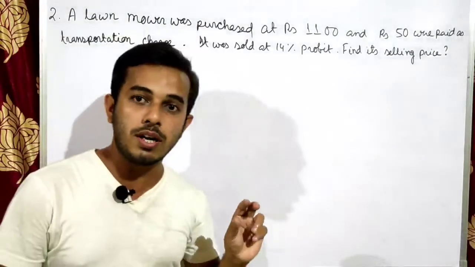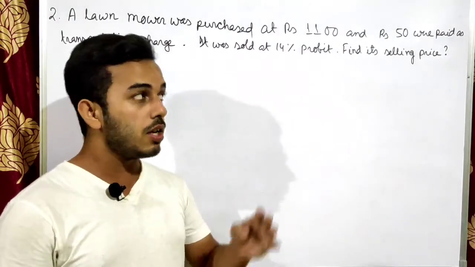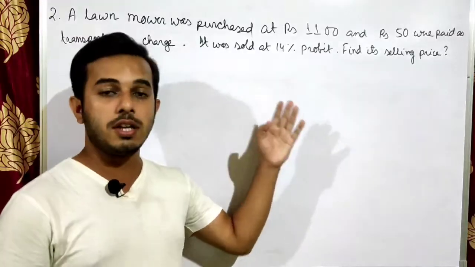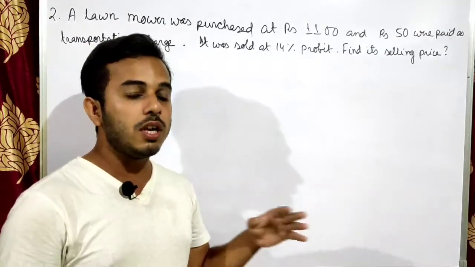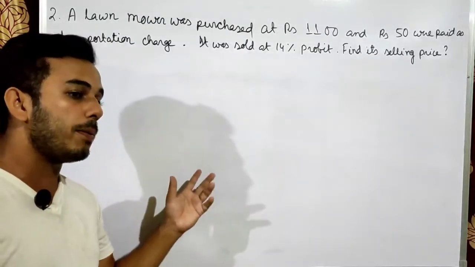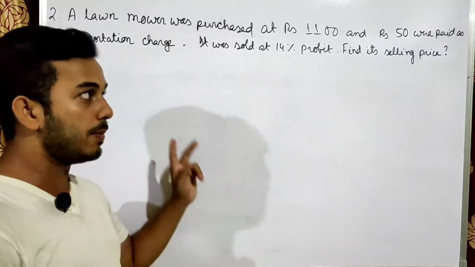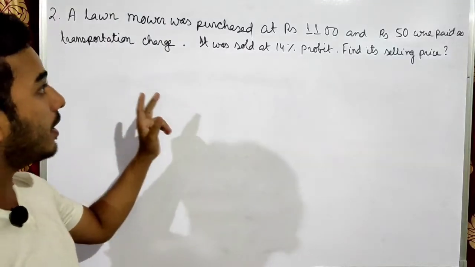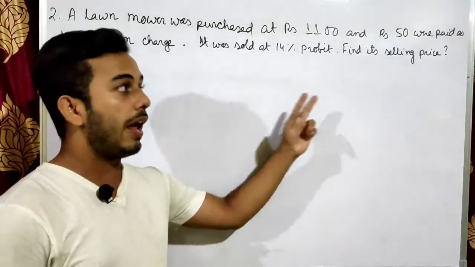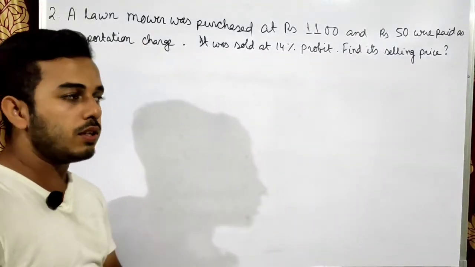As I told you earlier, all the extra expenses are included in the cost price, isn't it? So here the extra expense is the transportation charge, which is rupees 50, and it will be included in the cost price, okay. In our previous question, both cost price and selling price were given. But here only cost price and profit are given, and we have to find the selling price, okay. So let's start solving the question.